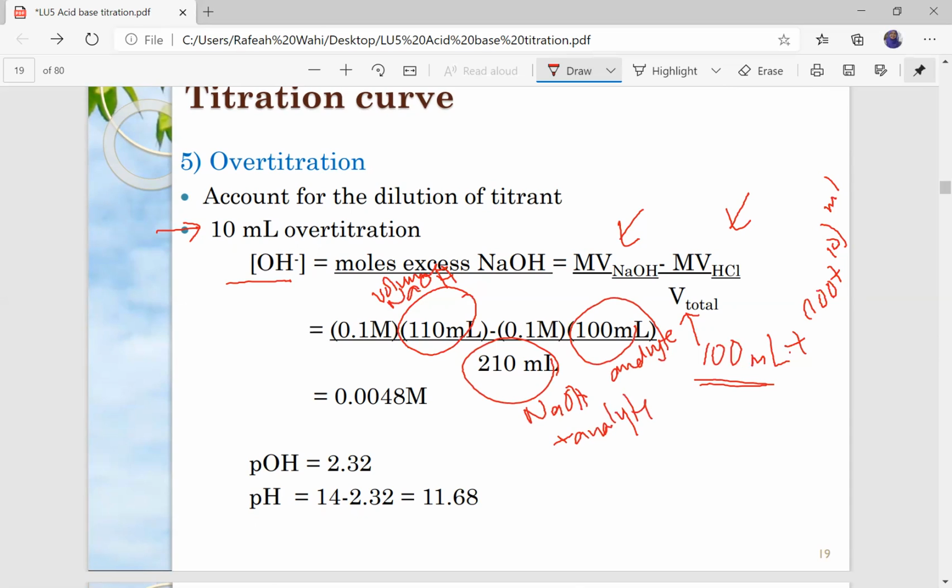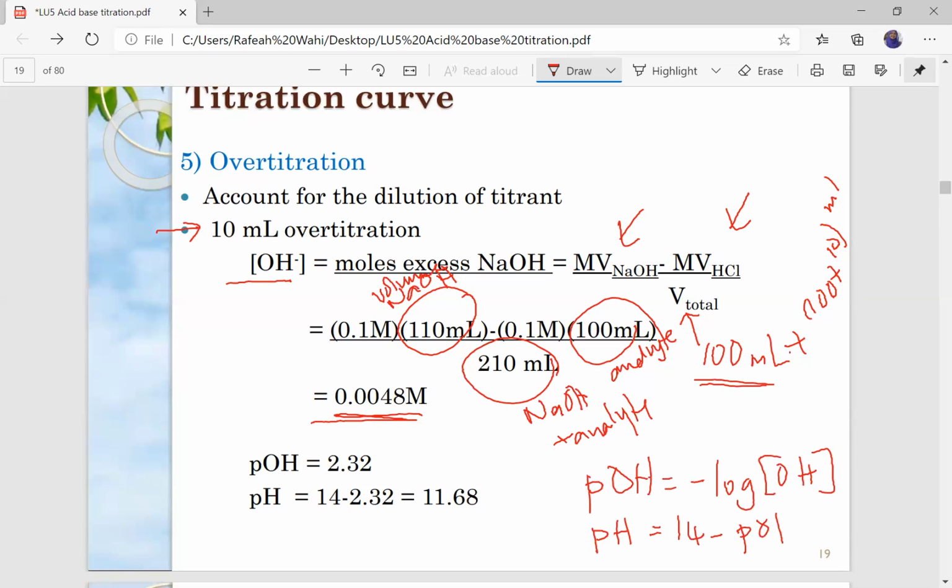From there you can calculate the molarity of hydroxide ion. From the concentration of hydroxide ion, you get pOH equals negative log [OH-]. And from pOH you can get the pH. pH equals 14 minus pOH. So these are the answers.